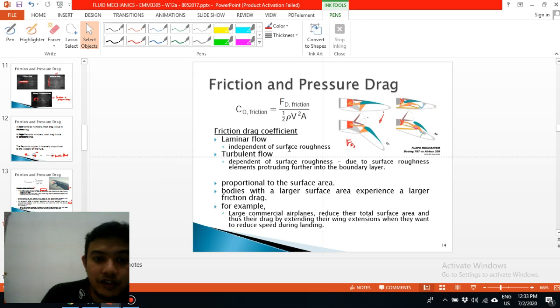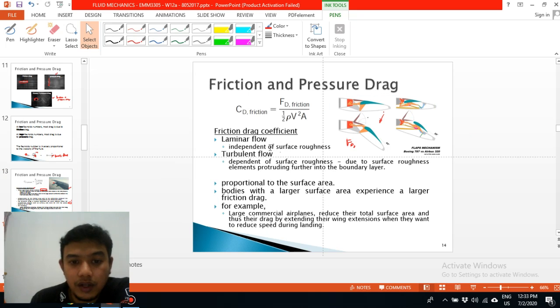Just now we learned about pressure drag coefficient. Now, friction drag coefficient. Friction drag normally happens in laminar flow, which is independent of the surface roughness, while turbulent flow depends on the surface roughness due to the roughness elements protruding further into the boundary layer. It is also proportional to the surface area. A body with large surface area experiences a larger drag.